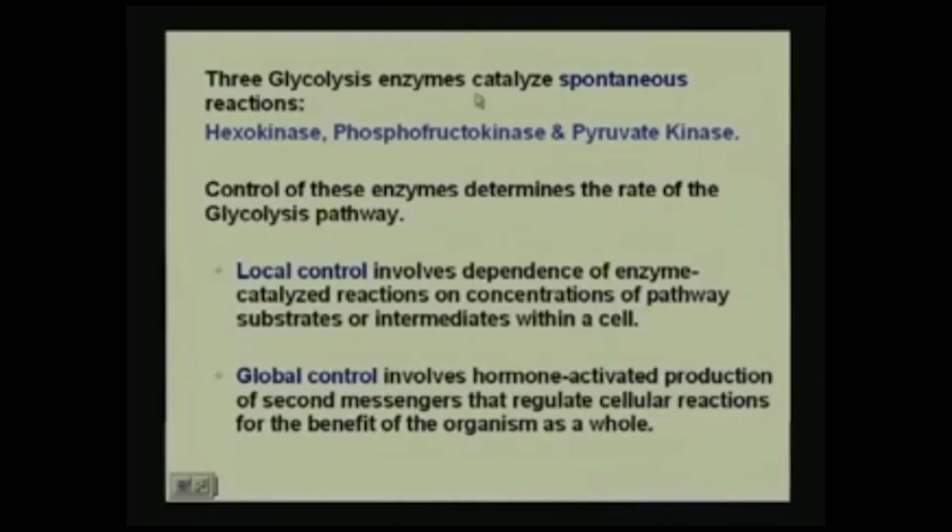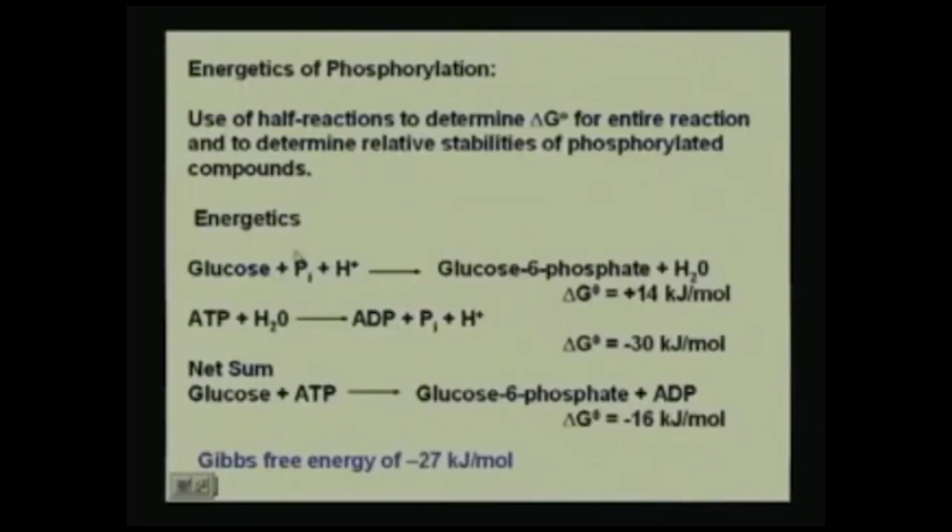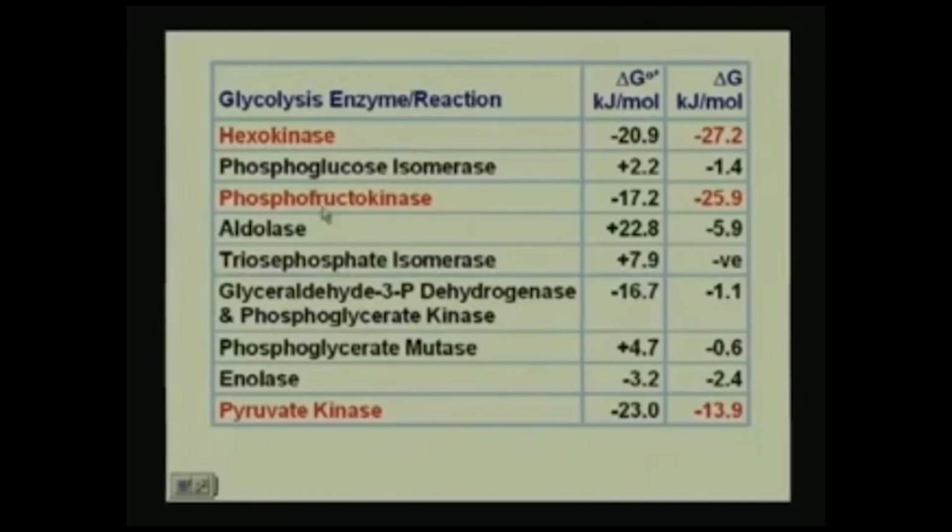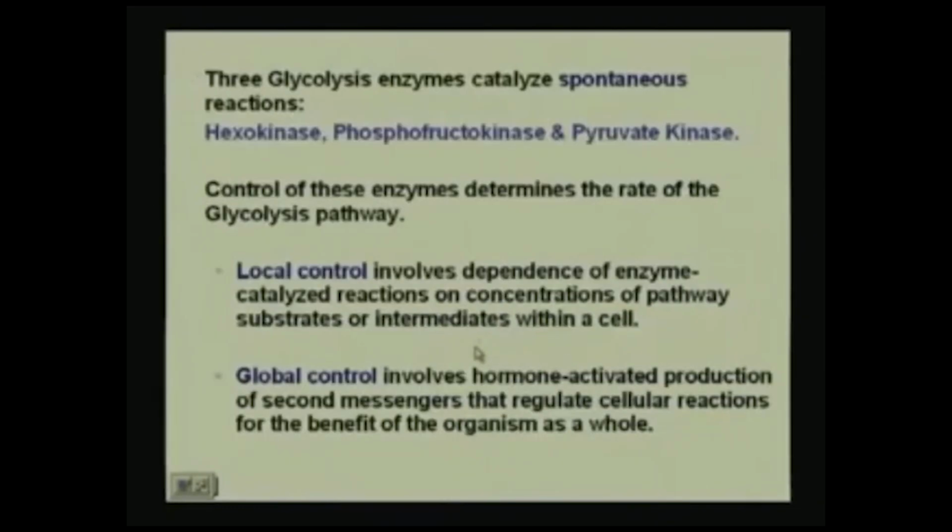Now, the spontaneous reactions that we did see, with this particular case, the enzyme is hexokinase, right? And the other ones that I showed you were phosphofructokinase and pyruvate kinase. These are the three enzymes that actually catalyze spontaneous reactions, and the control of these enzymes actually determines the rate of glycolysis. Because if you go back and look at the glycolysis pathway, it is these three reactions that are irreversible.